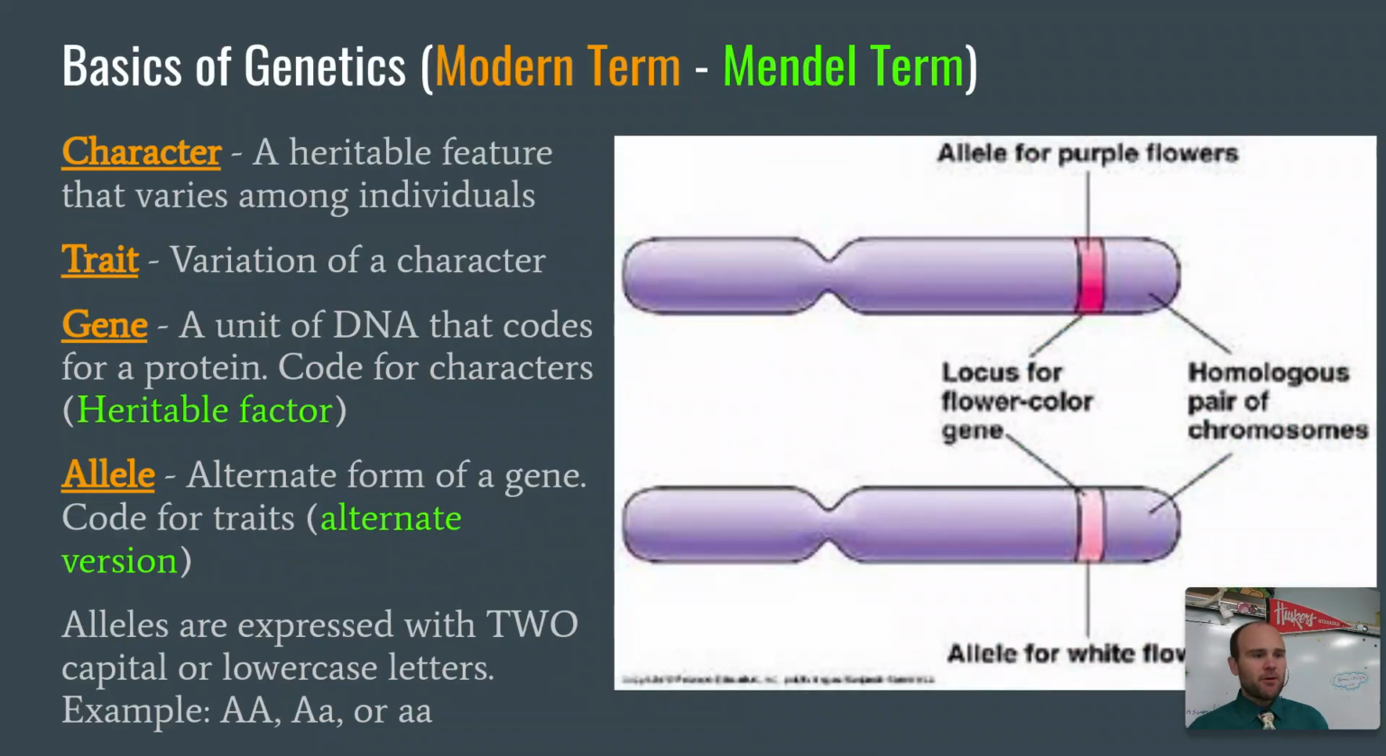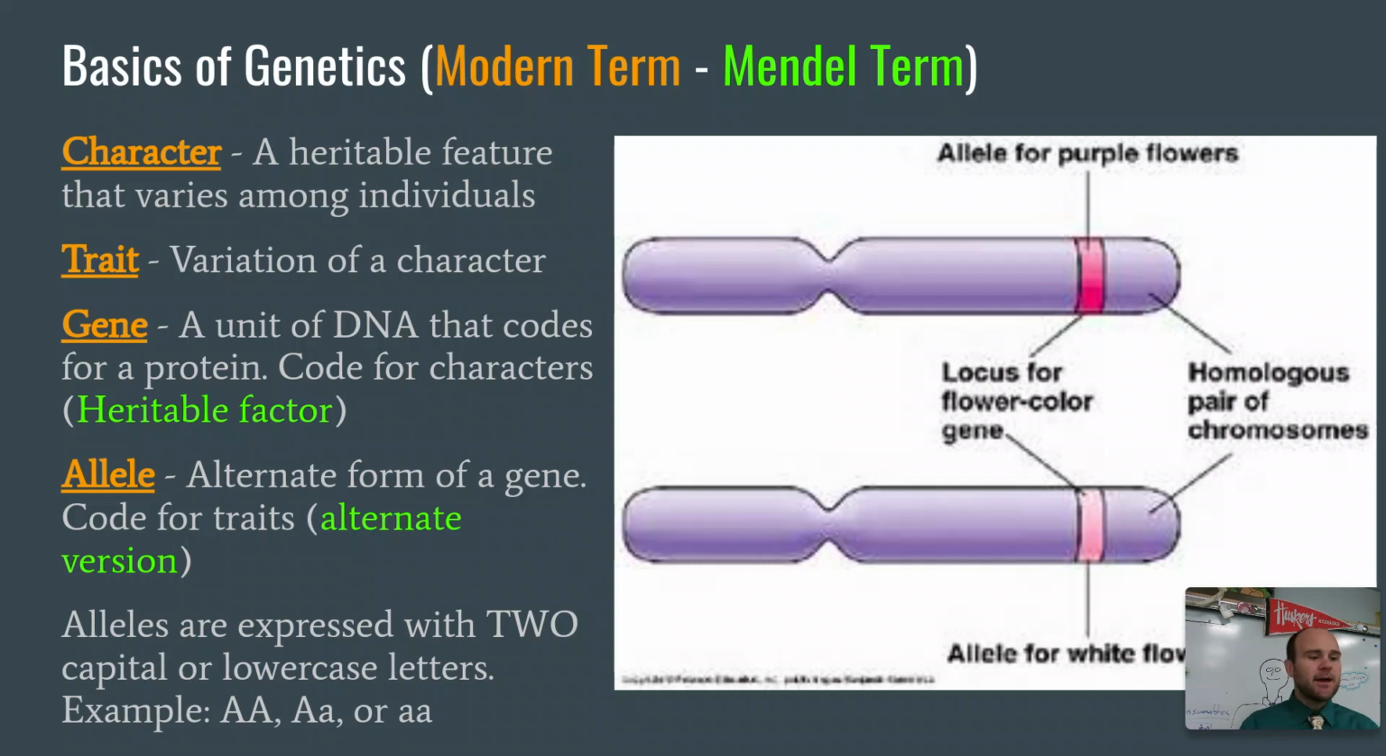A couple terms that I want to make sure we're aware of. When we talk about a heritable feature, that is a character. For example, flower color for a pea plant is a character. The different variations of that character are called a trait. For example, one trait would be purple flowers and another trait would be white flowers of the character flower color. A gene is a unit of DNA, that little section of DNA that codes for the protein that causes that trait of the character.